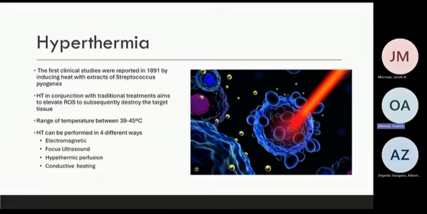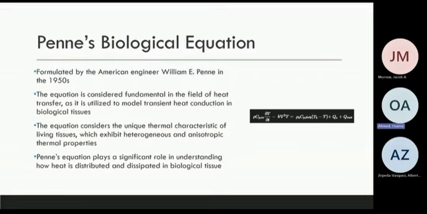Now we discuss Pennes' Bioheat equation, a critical mathematical tool for modeling heat transfer in biological tissues. Developed by Harry Pennes in 1948, this equation revolutionized the way researchers and engineers understand transient heat conduction in living tissues. The unique aspect of this equation lies in its consideration of the heterogeneous and anisotropic nature of biological tissues, which differ greatly from homogeneous materials like metals.